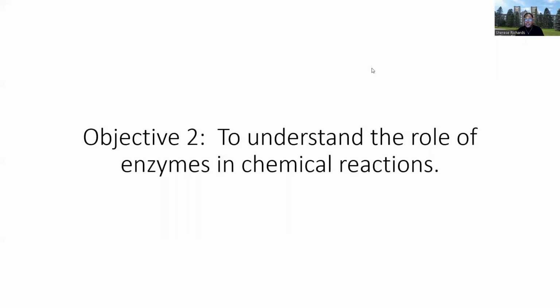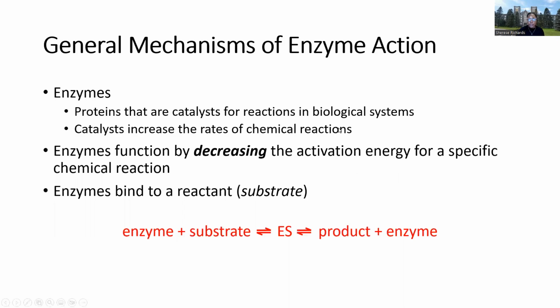Okay, so our second objective here is to understand the role of enzymes in chemical reactions. Basically, what enzymes are, we know that they're proteins, but how they help with reactions. And so the enzymes are basically catalysts for reactions. They help to speed up reactions in our systems. They're going to also increase the rate at which reactions occur.